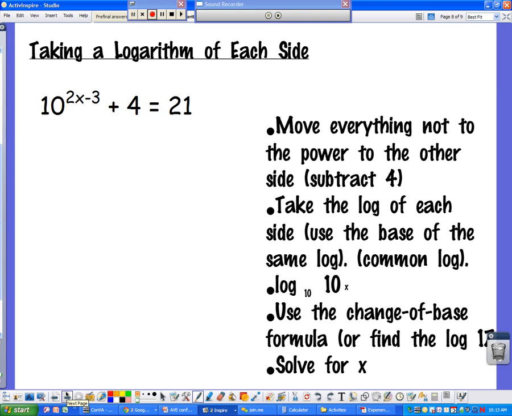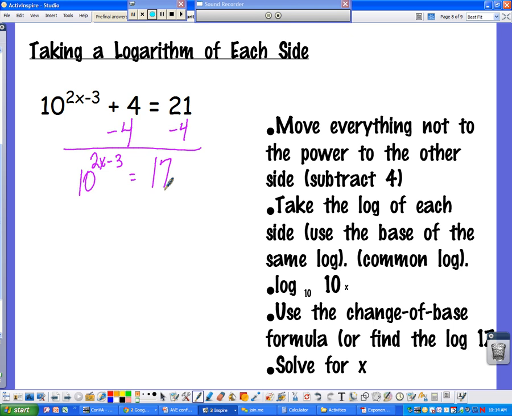This one is 10 to the 2x minus 3, plus 4, equals 21. Now, before you can do anything, this is just like normally solving equations. Since this is actually what's being raised to your power, you need to make sure and get everything that is not being raised to that power off of that side. So in other words, we just need to get rid of this 4. So we're going to subtract 4. So we get 10 to the 2x minus 3 equals 21 minus 4, which is going to give us 17.